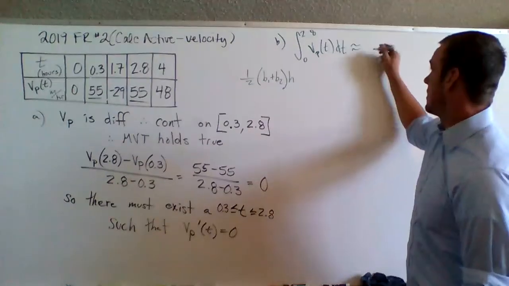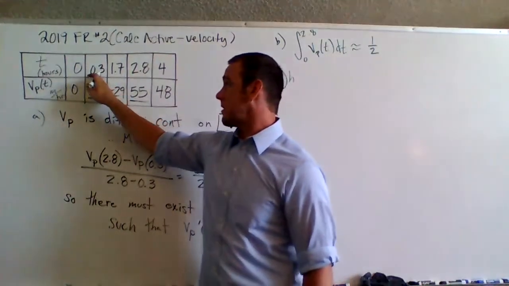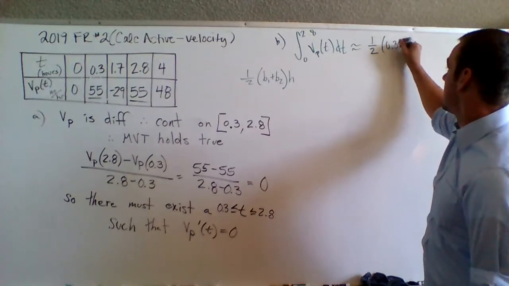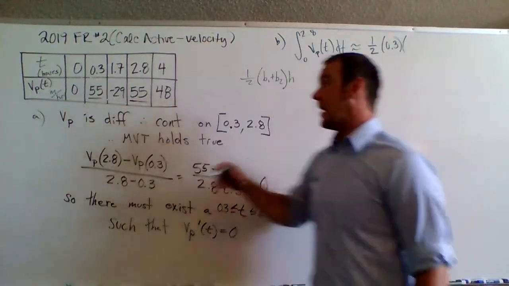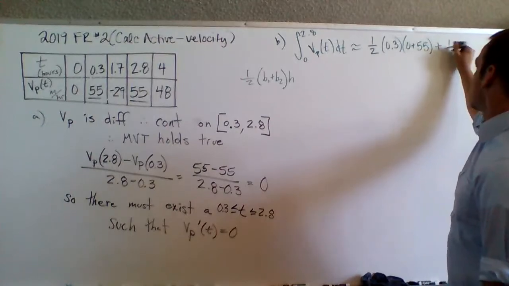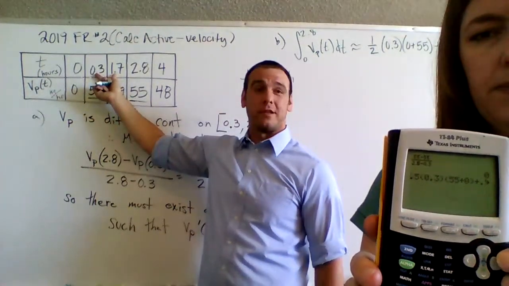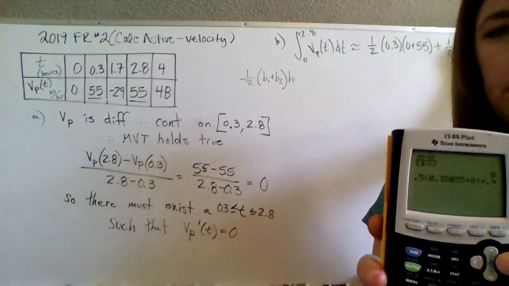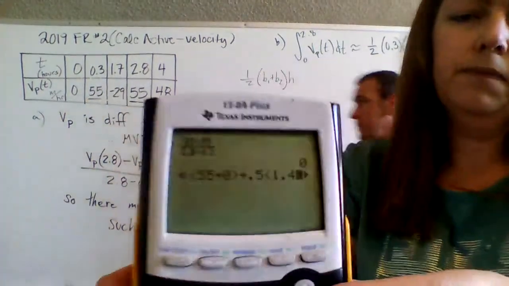So what I'm going to write here is going to be 1/2. I'm going to do my height next. So my height of this first one is going to be 0.3 times base 1 plus base 2, which is going to be 0 plus 55. My next one is going to be 1/2. My base, or I guess the height of the trapezoid, is going to be 0.3 to 1.7, which is going to be 1.4. Base 1 and base 2 is going to be 55 and negative 29.